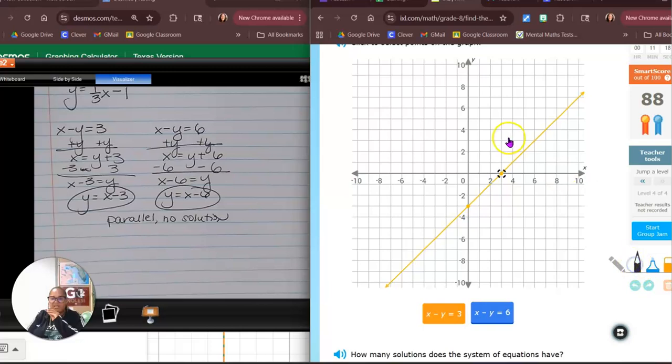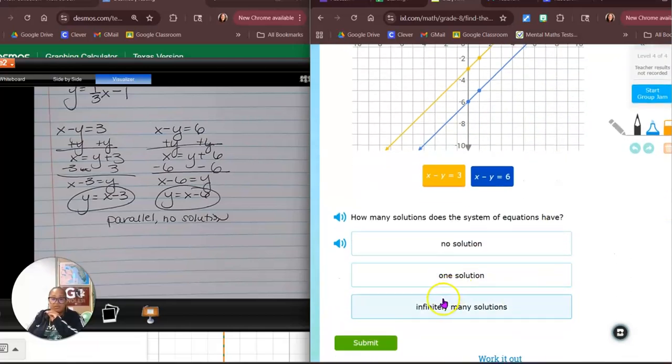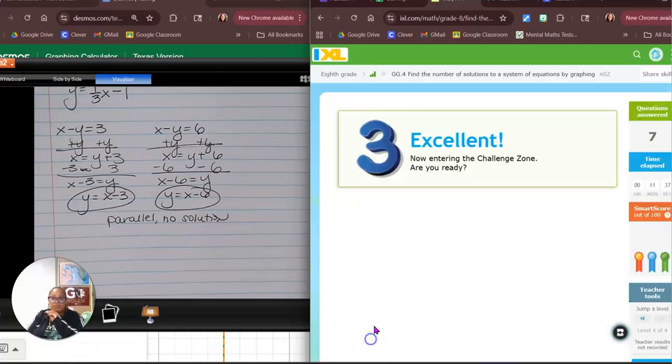I wonder how I can unselect. No, it won't let me color on these. Okay, well, let me redo that. Up 1 over 1. Negative 3, and then let me go to the blue. Negative 6. Up 1 to the right 1. They're parallel. They will never intersect. No solution. Submit. Okay, I'm ready to move on.